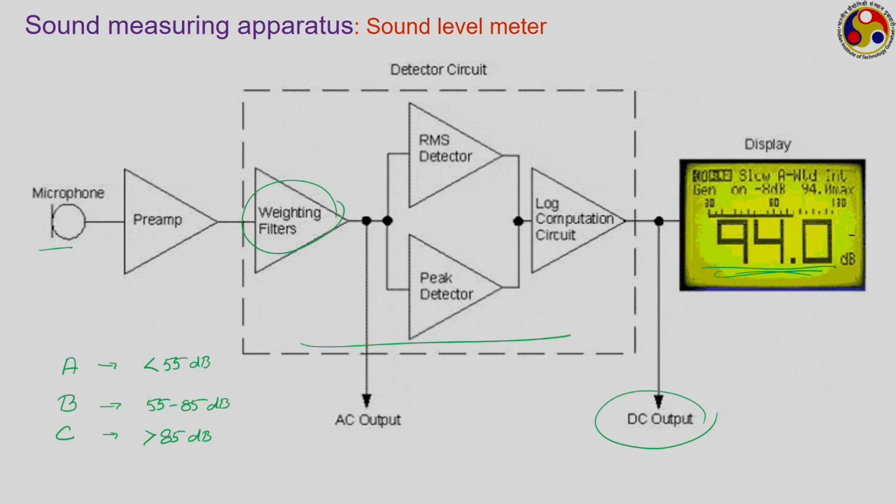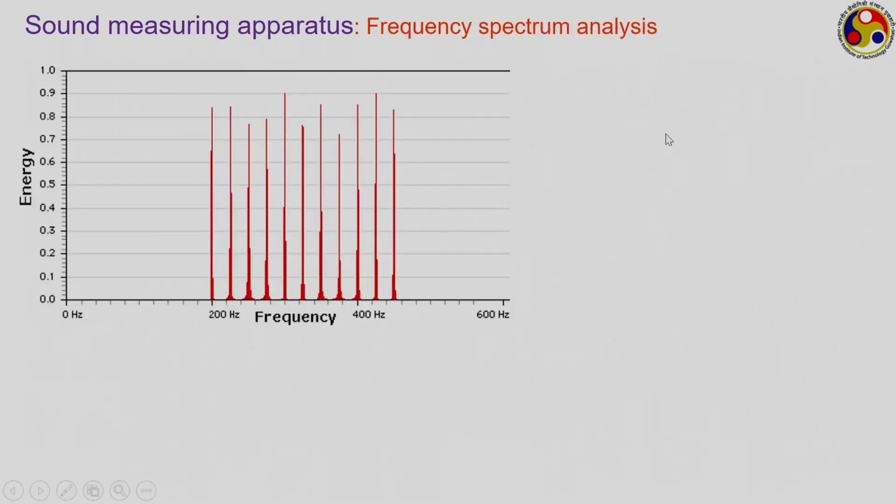And also as shown here, the circuit is capable of giving both AC output and DC output. Next, the frequency spectrum analysis. Now, from the microphone or from the circuit that talked about the sound level meter, we can only get the amplitude of the power, but no information about the frequency, for which we have to go for this frequency spectrum analysis, where the frequencies are plotted and the energy of the signal at different frequencies are compared.